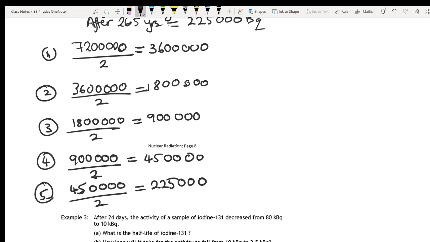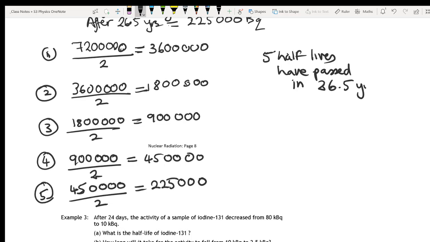That's not the answer to the question though, because the question says calculate the half-life of cobalt-60. So 5 half-lives have passed in how many years? Was it 26.5 years? Therefore, that's a shorthand way to write therefore, 1 half-life is going to be that divided by 5.